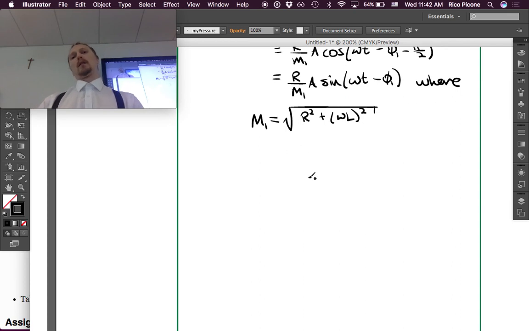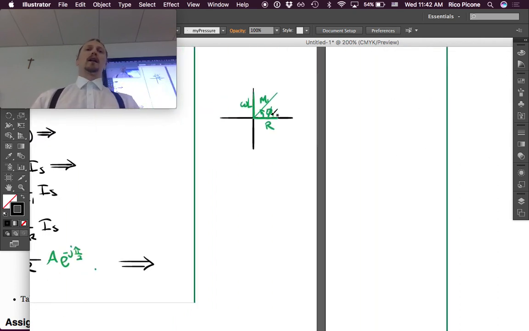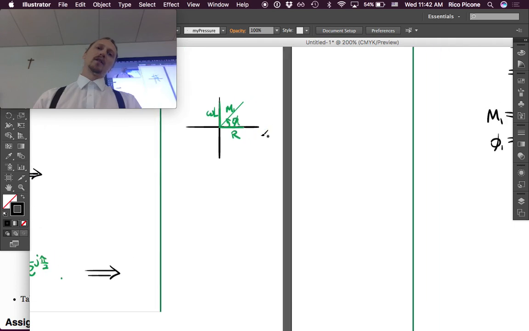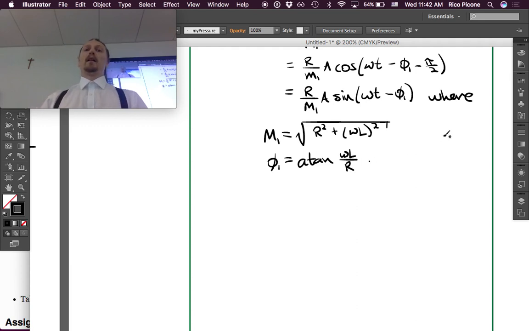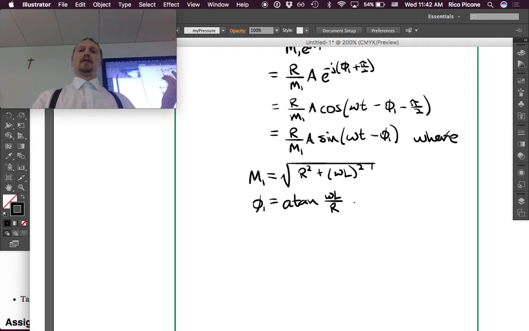So that's our magnitude M1, and our phase phi1 is just going to be the arctangent of the imaginary over the real, right? It's like a triangle, right? So the opposite over adjacent is our tangent. So arctangent of the imaginary, which is omega L, divided by the real, which is R. So that's our solution. We could plug those in, but it doesn't look like it's going to simplify that much.